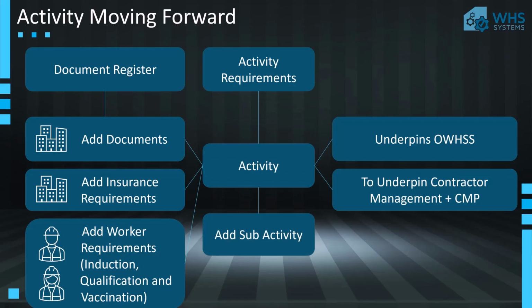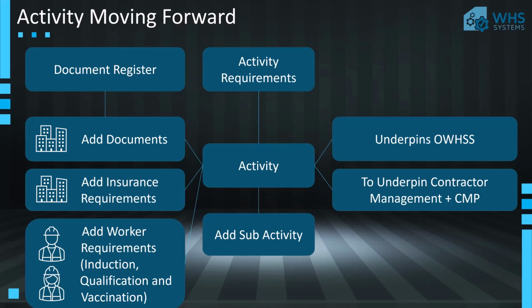Moving forward, you can add multiple documents to an activity via the new document register. You can also add policies and procedures, and insurance requirements. So an activity might require a certain type of insurance to be in place. And lastly, you can define worker requirements. So a worker who is doing the activity may require a different induction, qualification or vaccination to be able to do it safely.